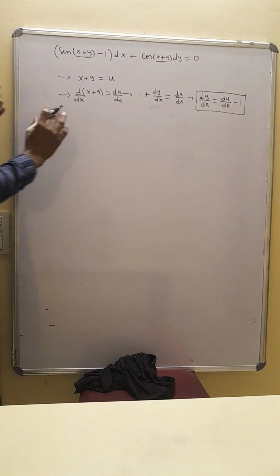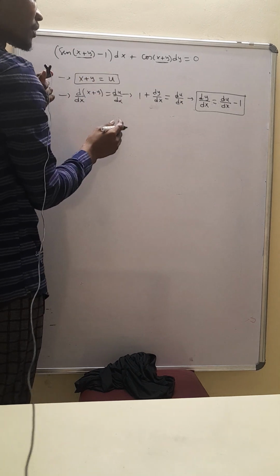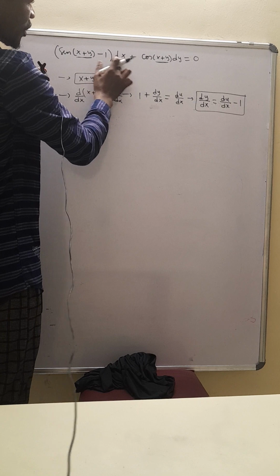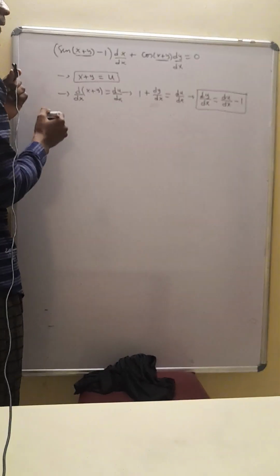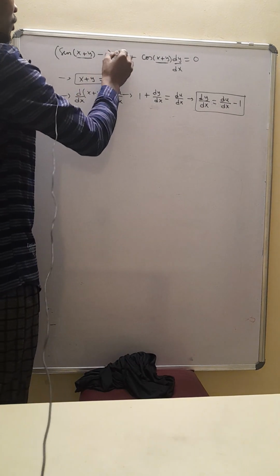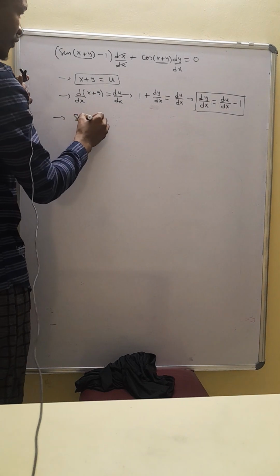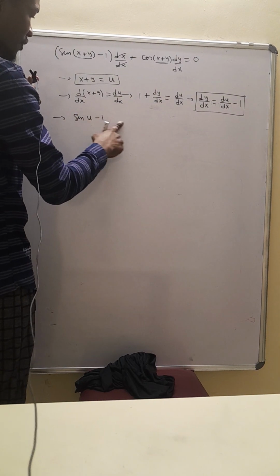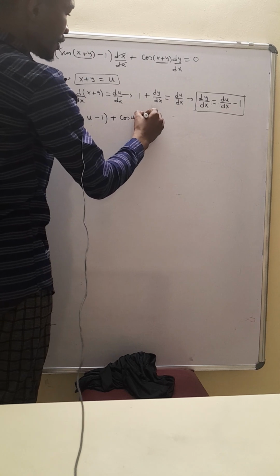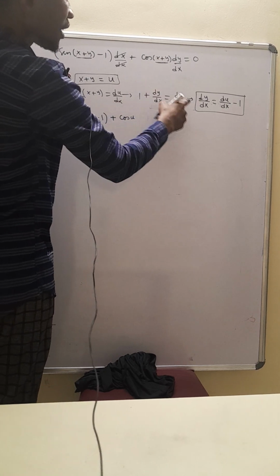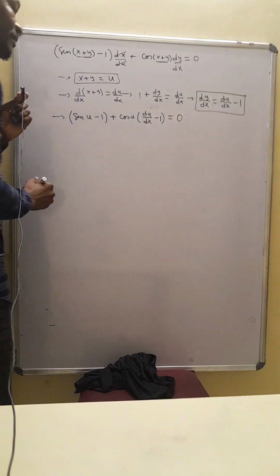Now that we are done with this, what is the next step? We will substitute this in there. Let us substitute, so I will organize with respect to y. Here dx goes out, so here will be dx. If we substitute, we get sine of u minus 1, plus cos of u times dy by dx, which is du by dx minus 1, equal to 0.